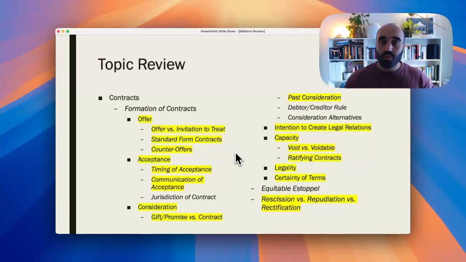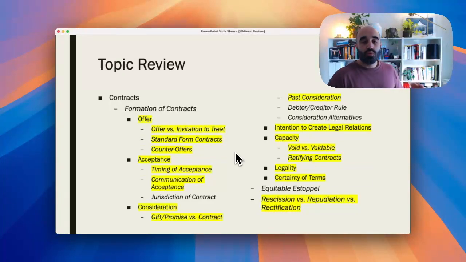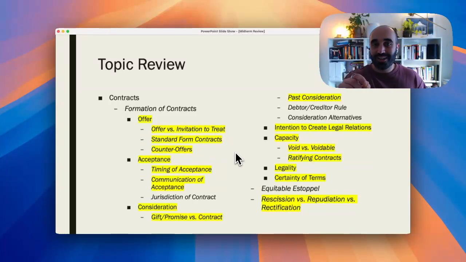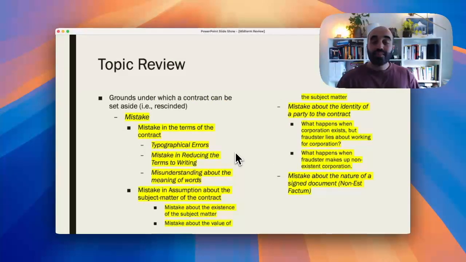Rescission is when the court will set aside a contract and place the parties in the position they were before the contract was formed. Repudiation is a breach of contract, which we'll talk about after the midterm, so don't worry about that. And then rectification, which is a remedy where the court goes into the contract, right, and they change it to reflect what the parties actually agreed to. That then brought us into circumstances where the court might rescind or rectify the contract depending on the circumstances.